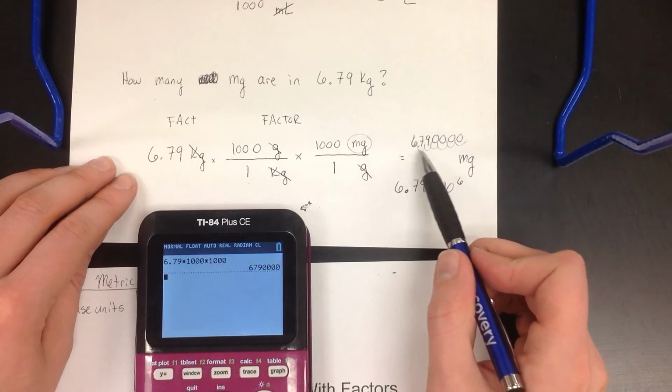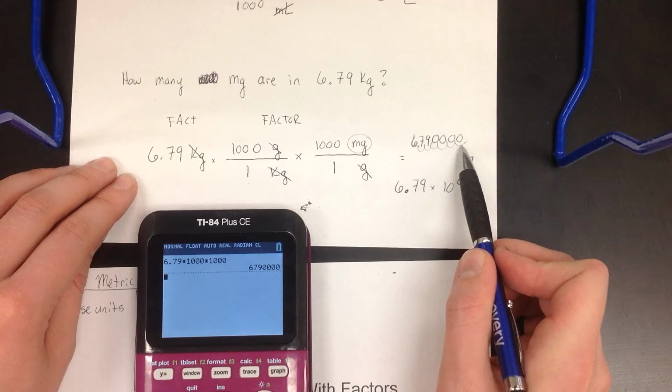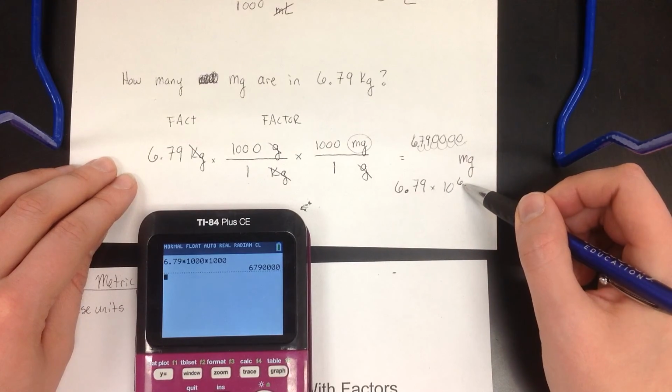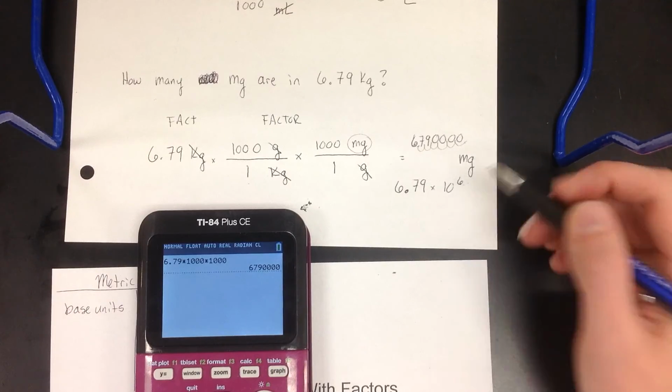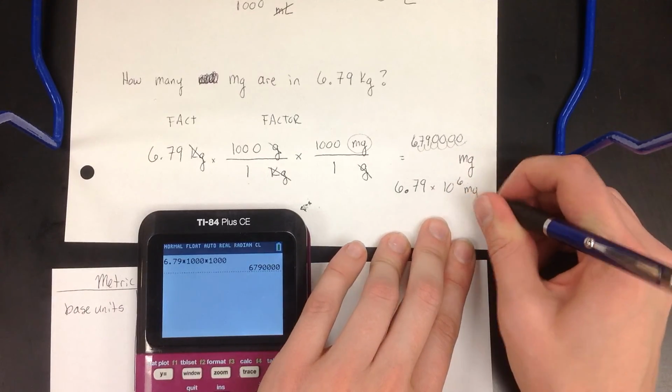Just to double check, this was a really big number, so my exponent, or my power here, should be a positive value. So I'm going to put my unit.